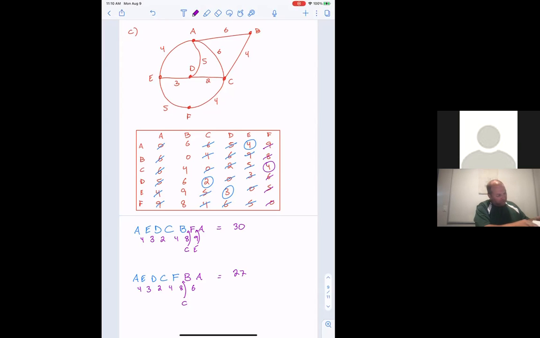Because I got interrupted, I don't remember exactly, so I just want to check this. This is in 15I, 1C. Yeah, 30 or 27. So 27 is the better upper bound.